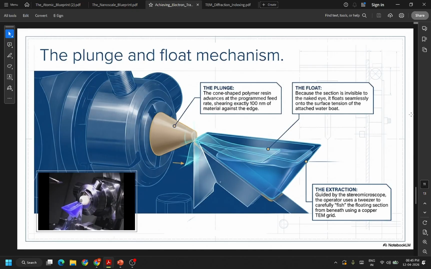So the plunge is a cone-shaped polymer resin which advances at a programmed feed rate, shaving exactly 100 nanometers of material against the edge. Then you have a float. Because the section is invisible to the naked eye, it floats seamlessly onto the surface tension of the attached water boat, and extraction is done guided by the stereo microscope. The operator uses a tweezer to carefully fish out the floating section from beneath using a copper TEM grid.